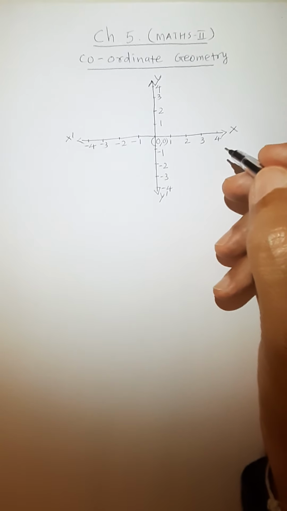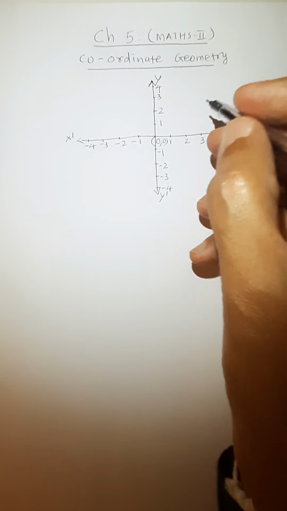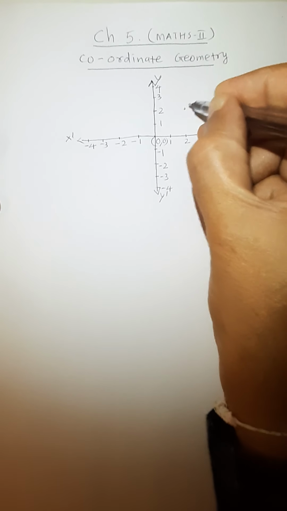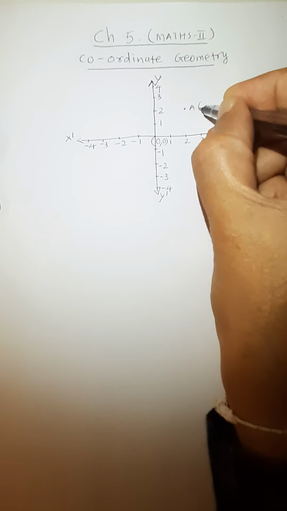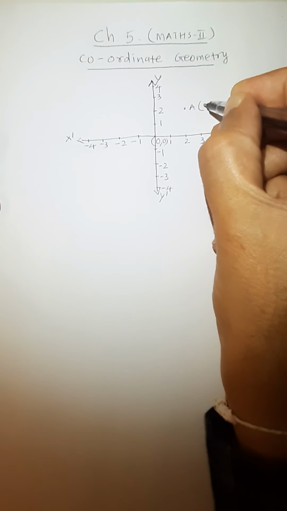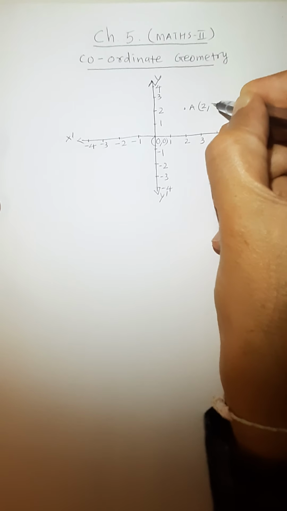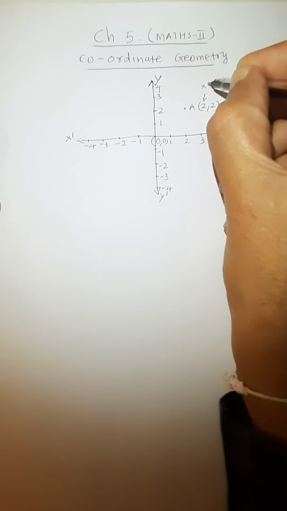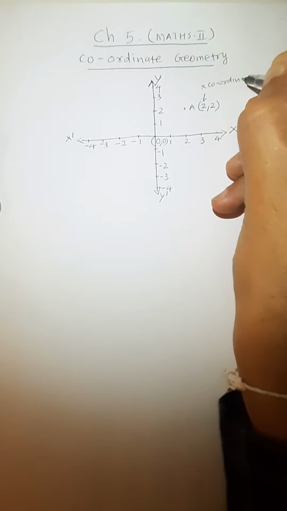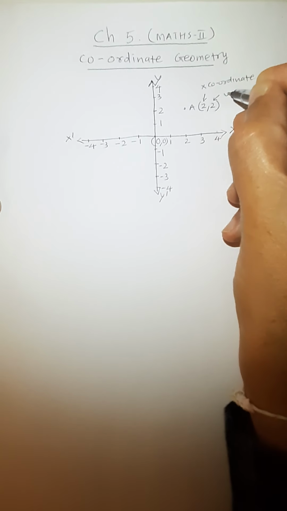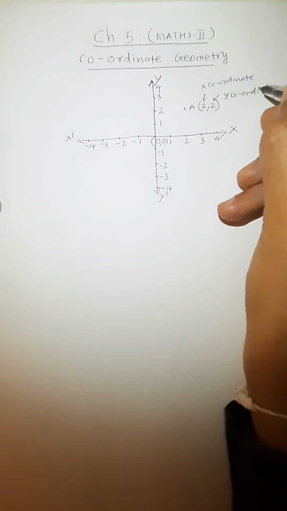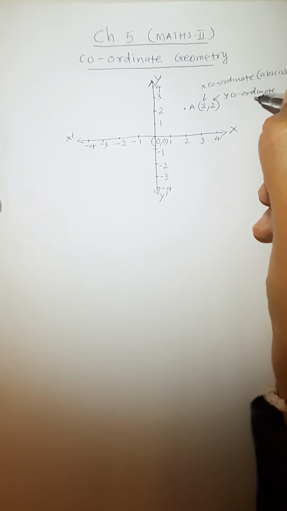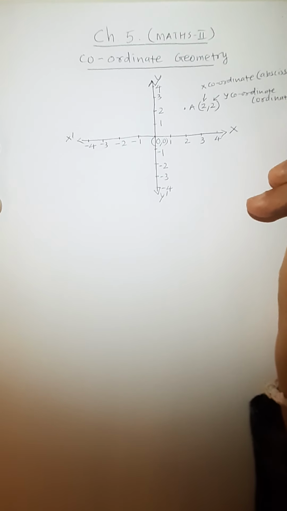And you know that in this xy coordinate system we can locate points. If suppose there is a point here, then how to show the location of this point A? We can show the location of this point A by the ordered pair. Ordered pair means a pair of numbers, 2, 2. The first number is called the x coordinate and the second number is called the y coordinate, also called abscissa and ordinate, which we have studied in 9th standard.